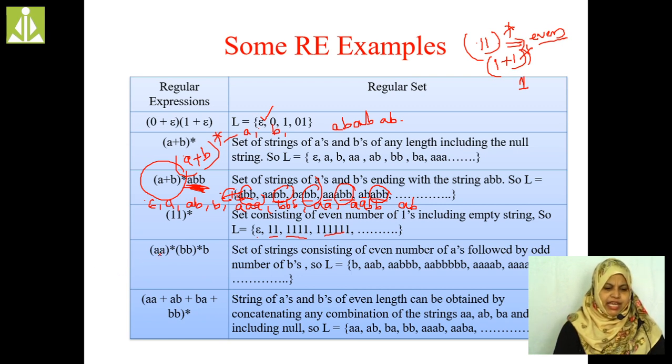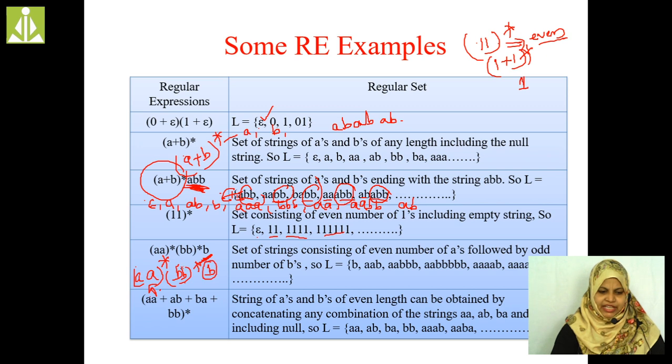See here (AA)*(BB)*B. In this case, the set of strings consists of an even number of A's followed by an odd number of B's. Why is it followed by an odd number of B's? (AA)* is there, so it consists of an even number of A's. (BB)* consists of an even number of B's. Then it is going to end with a single B. Even plus odd indicates an odd number.